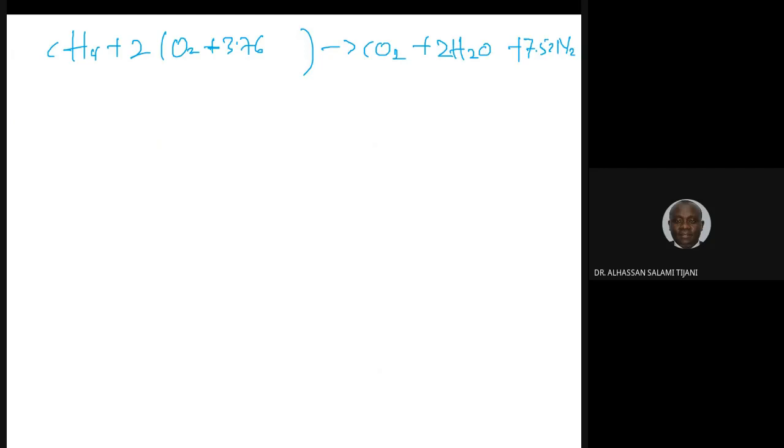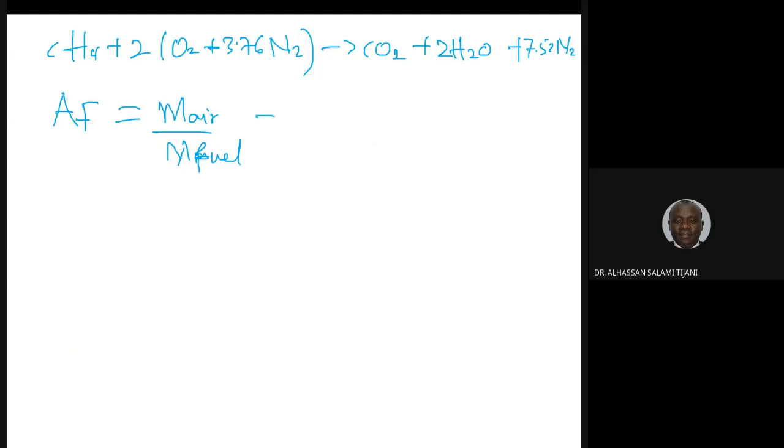All right. So now we have to determine the air fuel ratio. Now again, this is the stoichiometric equation. All right. So air fuel ratio by definition equals mass of air divided by mass of fuel. So now, how do we define the mass of the air?